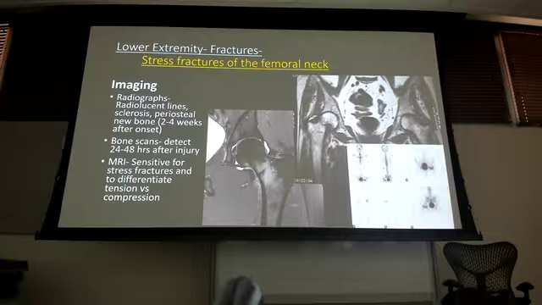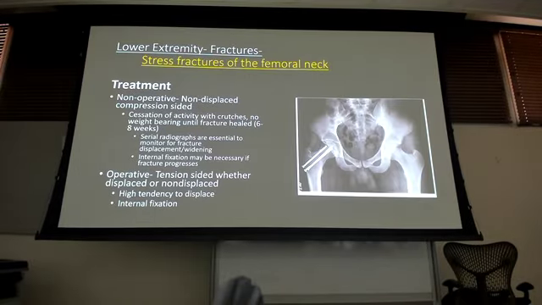So if we suspect one, we want to make sure we check what side it's on, and then consider patient factors like age and comorbidities. If it's non-displaced and compression sided, that one's going to be treated a little bit differently. We have them stop activity, with no weight bearing until the fracture's healed, for 6 to 8 weeks. They'll get serial X-rays and close follow-up. If the fracture isn't progressing, we can continue that management, or if it is, they need operative repair.